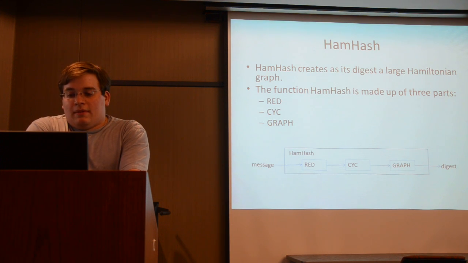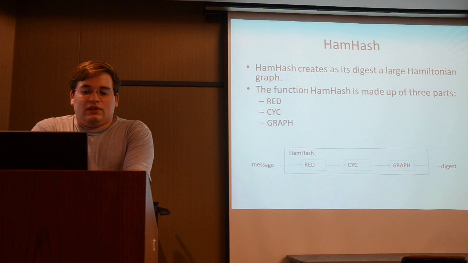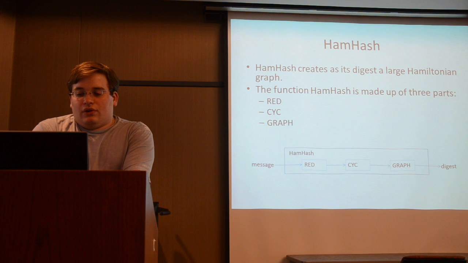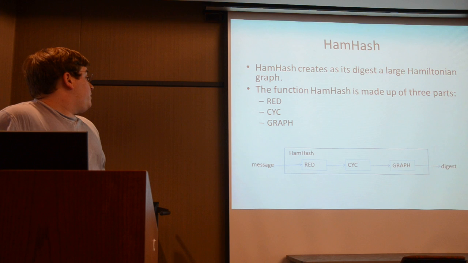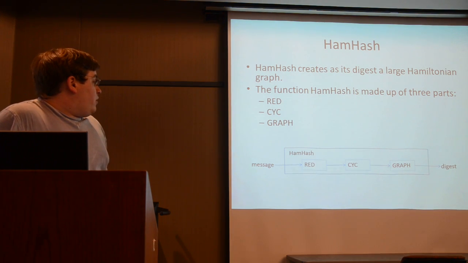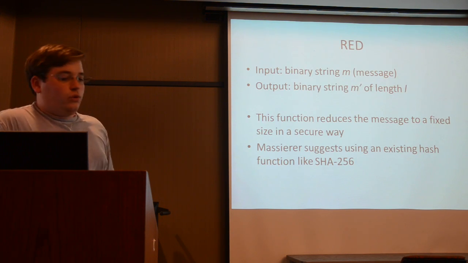The function itself, HamHash, is made up of three constituent functions, and the actual function HamHash is the composition of these functions. There's the function red, which stands for reduce or reduction, the function cyc, which stands for cycle, and the function graph, which is just graph. So basically, the output of each of these functions is the input of the next one, and together they make up HamHash. I'm going to go into just a little bit of detail, because I don't want to spend too much time, just to explain how the function works.